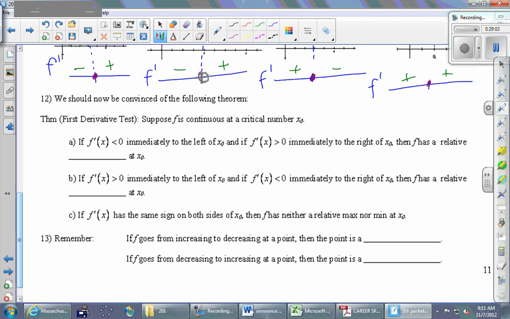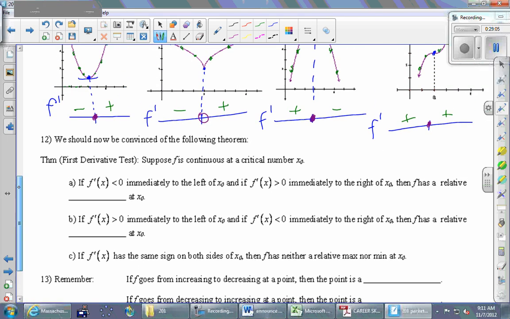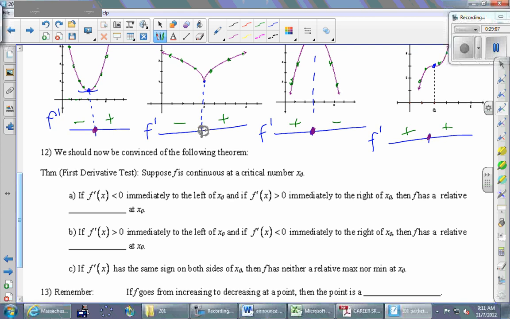So I'll read this one. It says we should be convinced of the following theorem. It's called the first derivative test. We are going to have a second derivative test. I just want to highlight the first derivative test is so named because it deals with the first derivative. Second derivative test, I think it's on the next page, deals with the second derivative. Okay, so that's telling you. I just want to make sure we're clear. It's not called first because we see it first.